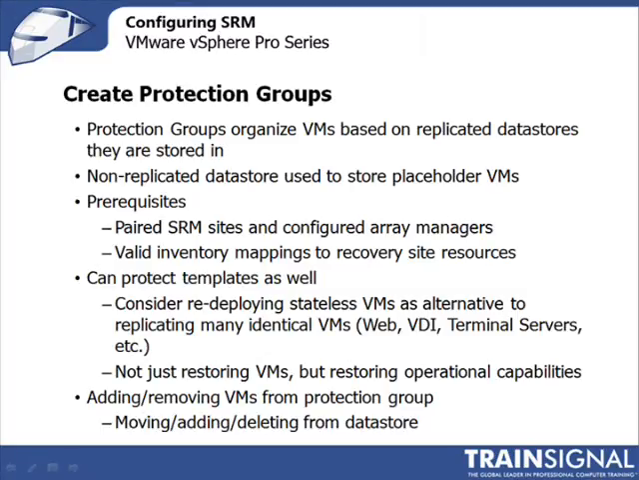Before we jump into the demo for setting up protection groups, there are a few prerequisites to be aware of. You should make sure that you have paired your SRM sites and configured the array managers. You also need to make sure that you have configured valid inventory mappings to the recovery site resources needed for the VMs that are recovered. Also, as you're designing protection groups, it's a good idea to remember that you can also protect templates as well. This is a good SRM strategy to keep in your bag of DR planning tricks.